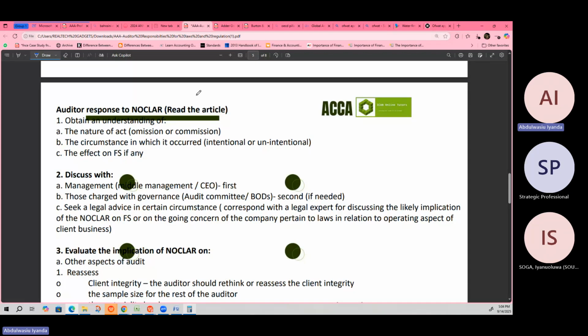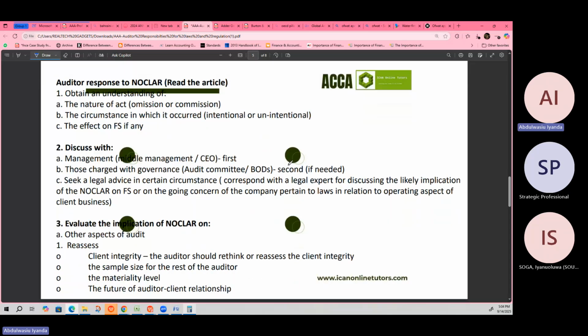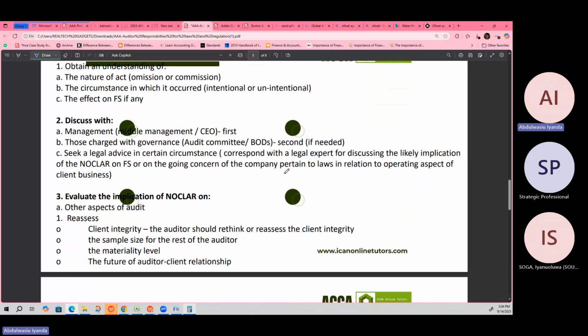The nature, the circumstances: is it intentional or unintentional? And this one is unintentional. And what is the effect on the financial statement? Then the second action, you now need to discuss with the management. What are you trying to do? Ofwat is saying this thing now. What are you trying to do about it? What are you going to do? Sometimes we'll still fight it, take them to court.